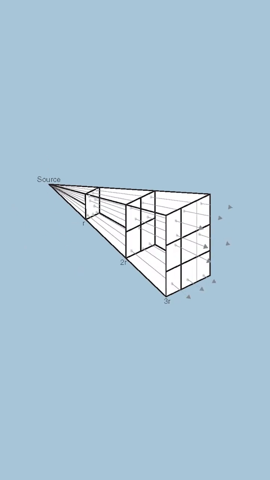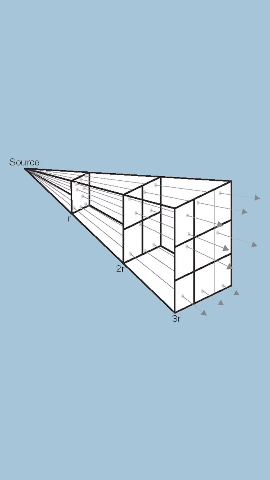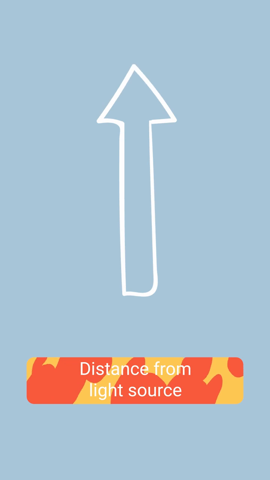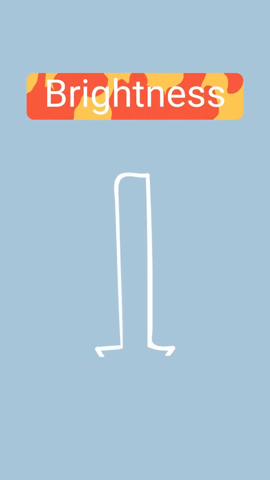Therefore, brightness depends not only on the luminosity of the light source, but also the area over which that energy is spread. This inverse relationship shows us that as the distance from the light source increases, brightness decreases. And that's the difference between luminosity and brightness in a minute.